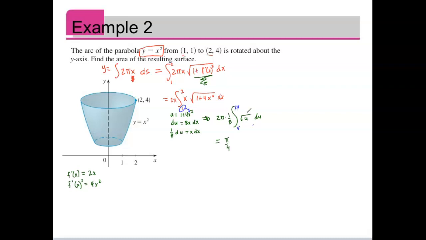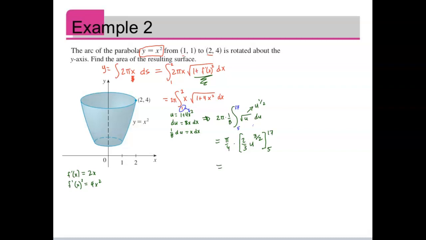And then just remember this is actually u to the 1/2. So we'll anti-differentiate, and we'll get 2/3 u to the 3/2, and that's from 5 to 17. And then we'll plug this in. Oh, whoops, not pi over 4 equals, pi over 4 times. I apologize.